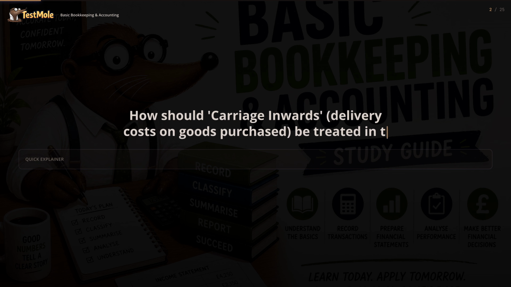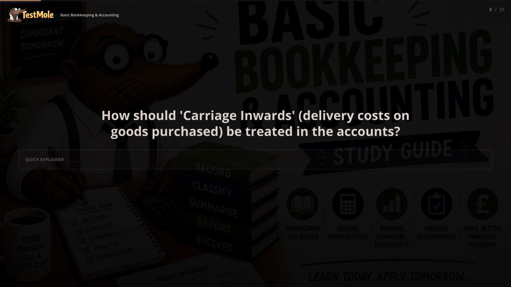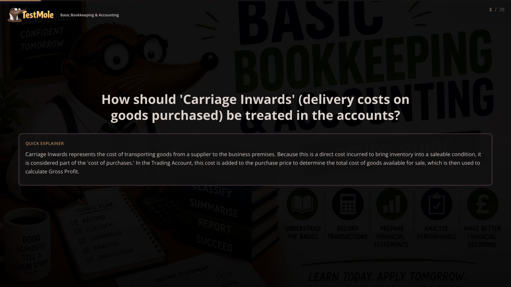How should carriage inwards, delivery costs on goods purchased, be treated in the accounts? Carriage inwards represents the cost of transporting goods from a supplier to the business premises. Because this is a direct cost incurred to bring inventory into a saleable condition, it is considered part of the cost of purchases. In the trading account, this cost is added to the purchase price to determine the total cost of goods available for sale, which is then used to calculate gross profit.